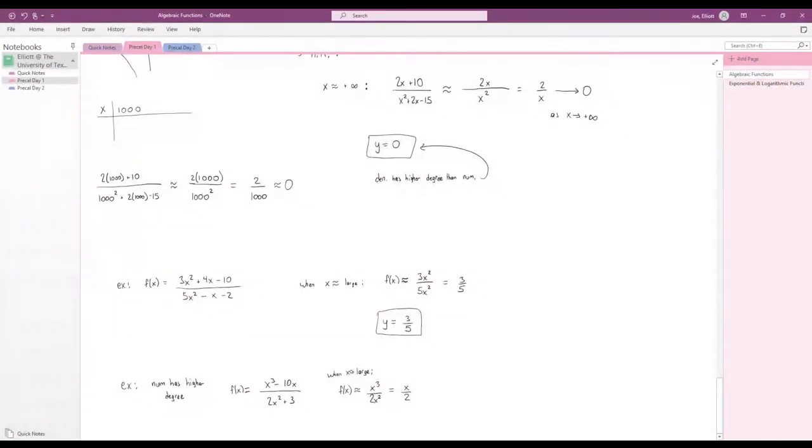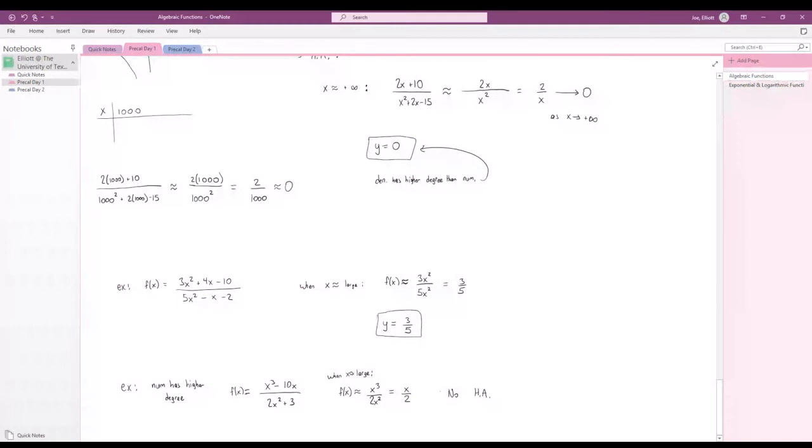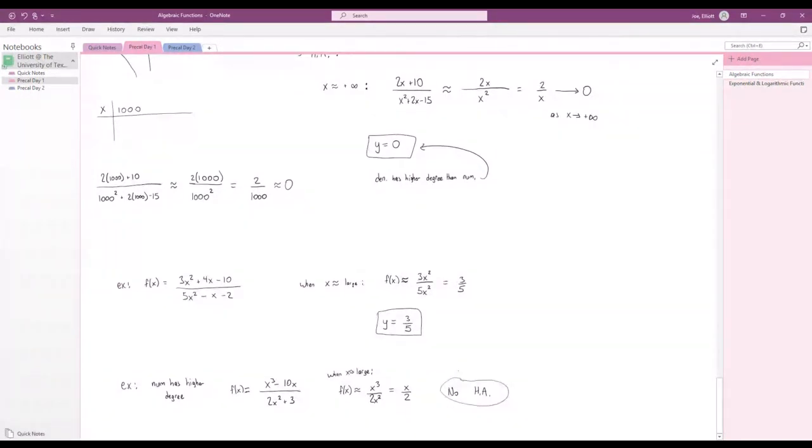But in this case, your function, if you look at just the highest powers of x and simplify, you don't get a specific value. And because you don't get a specific value, that indicates your function has no horizontal asymptote, since it doesn't seem to be approaching any single value, okay? So this is the third scenario that someone was wondering about earlier. If the numerator has a higher degree, you would not have a horizontal asymptote.